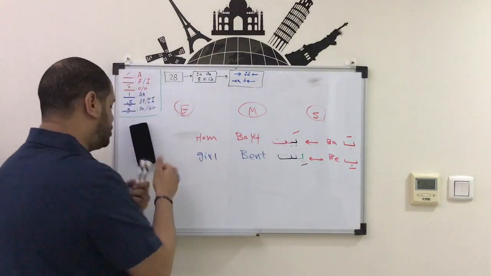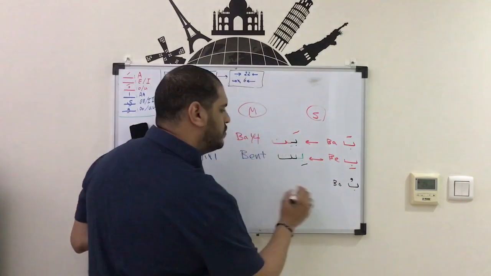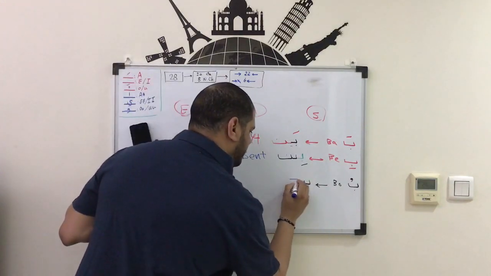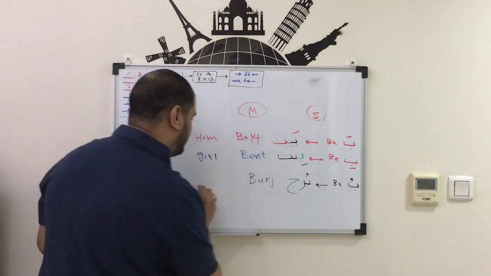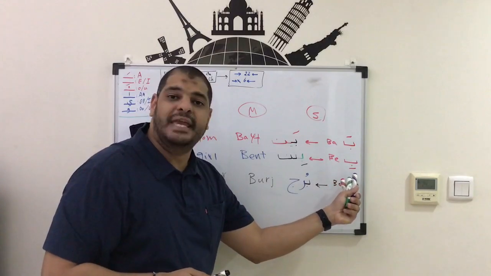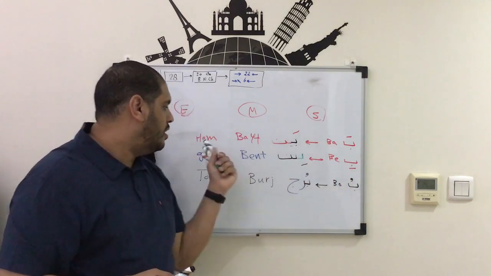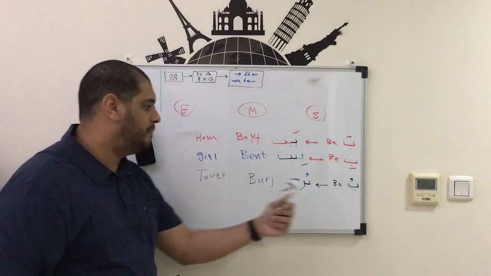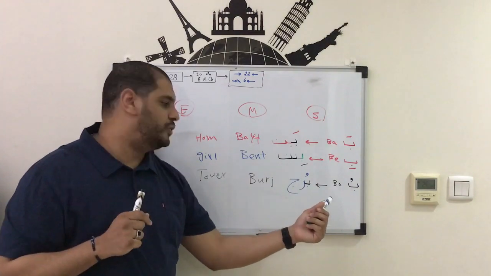How about the third short vowel? The sound will be bu. Burj, burj means tower. So again, ba, bi, bu. Bait, home; bint, girl; burj, see my lips, burj, tower.